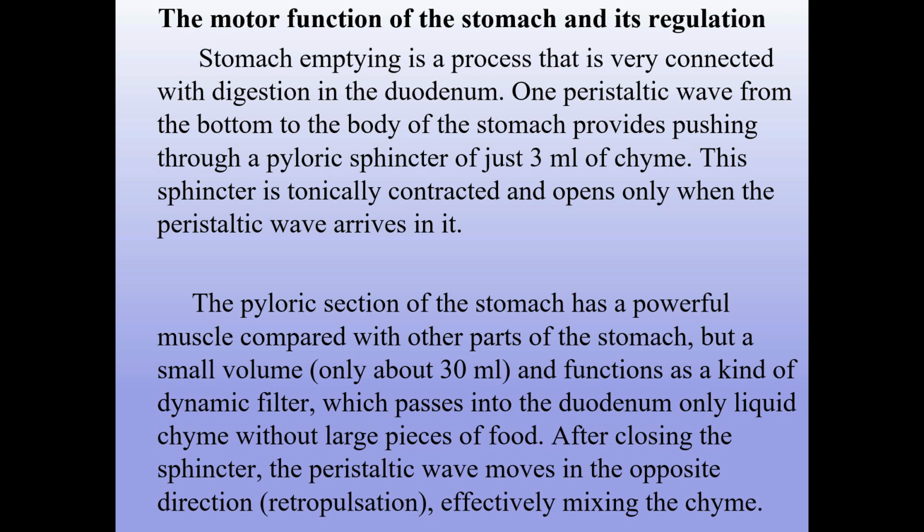The pyloric section of the stomach has a powerful muscle compared with other parts of the stomach, but a small volume, only about 30 milliliters, and functions as a kind of dynamic filter which passes into the duodenum only liquid chyme without large pieces of food. After closing the sphincter, the peristaltic waves move in the opposite direction, retropulsation, effectively mixing the chyme.